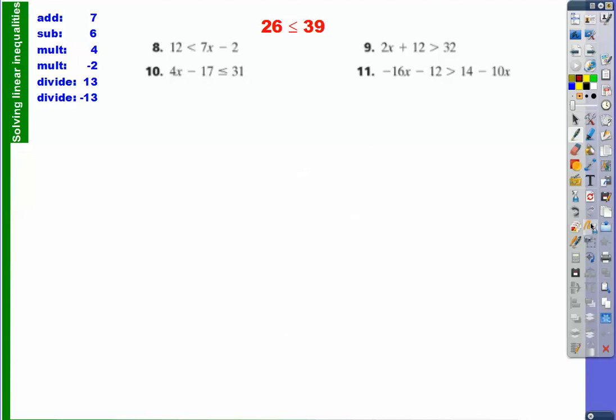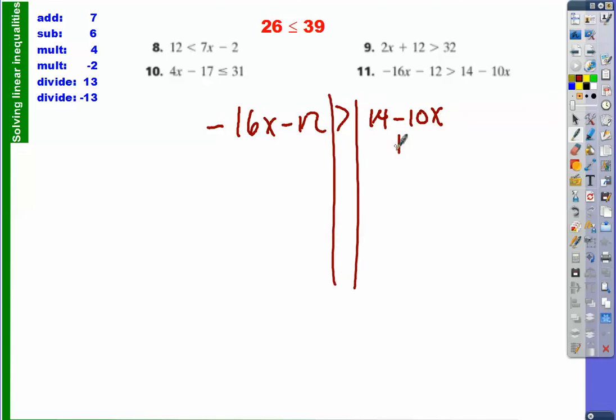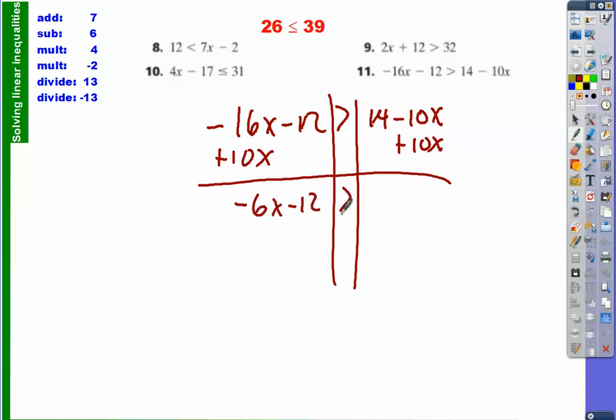Let's apply our new algorithm, shall we? Let's have negative 16x minus 12 is greater than 14 minus 10x. So first thing I'm going to do is add 10x to both sides. Plus 10x, plus 10x. And so I get negative 6x minus 12 is greater than 14. Add 12, add 12. So I get negative 6x is greater than 26.